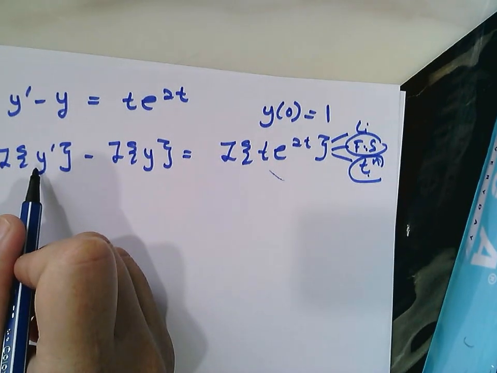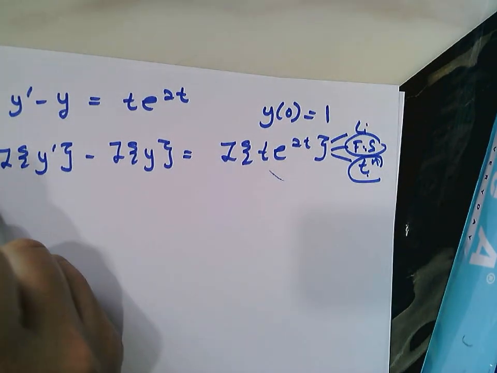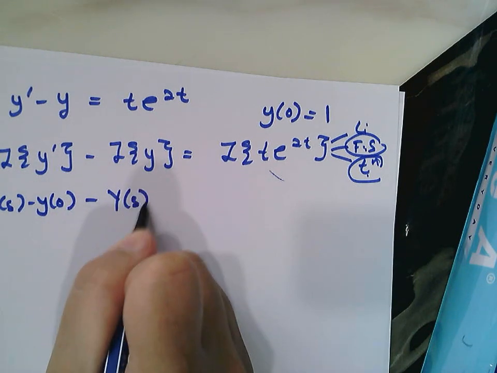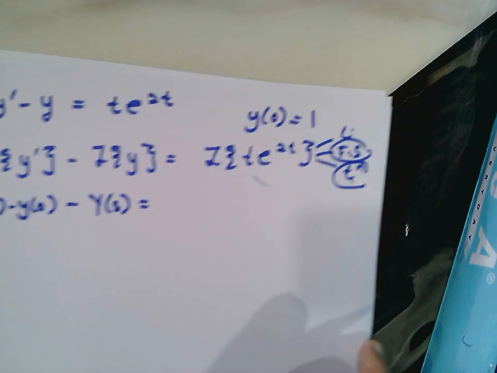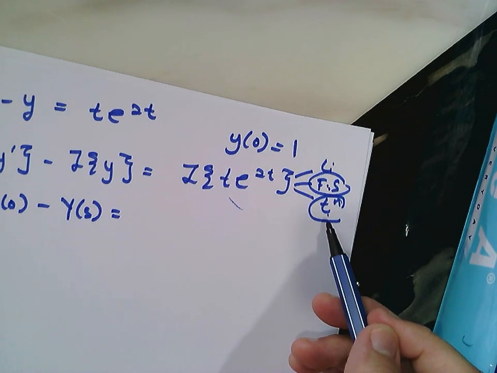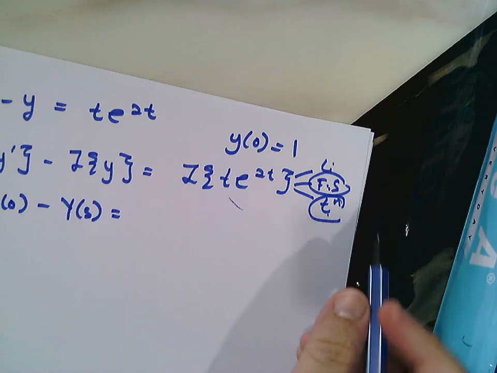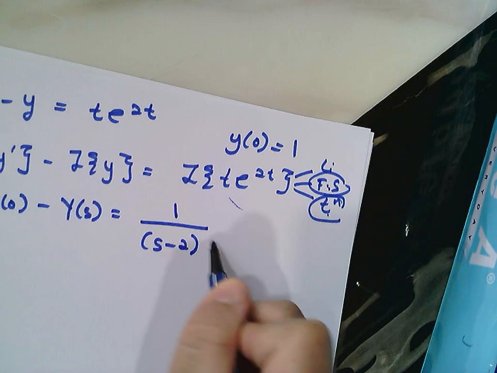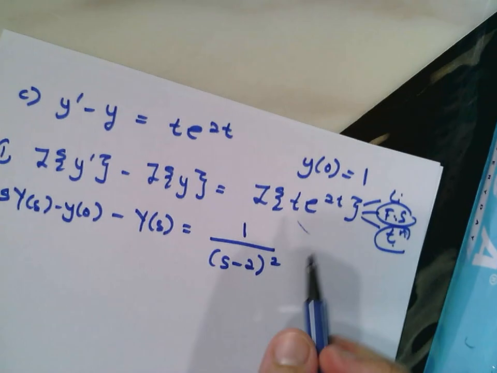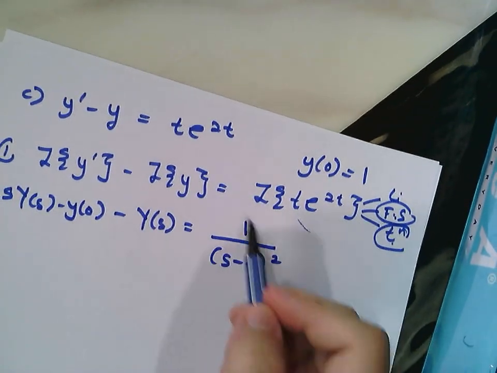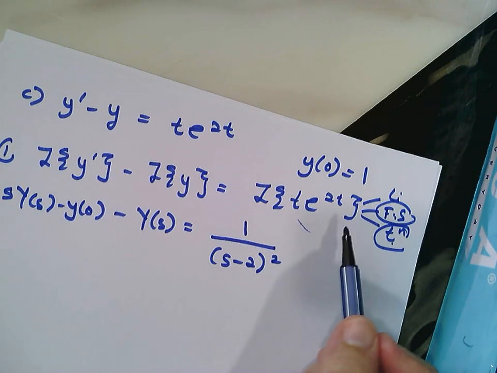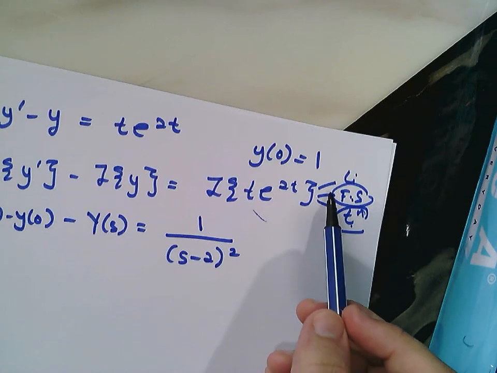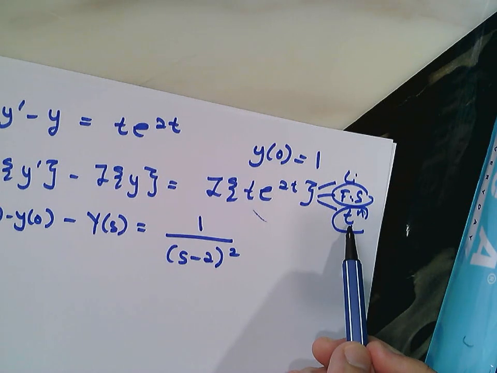So the Laplace transform of y prime will give you sY(s) minus y(0) minus Y(s) is equal to, so try to use either the first shift or multiplying by t^n function, and you will have this answer 1 over (s minus 2) squared. Okay, I'm not going to show how to get this one. If you don't know, then please go back to my previous video. You can watch the Laplace transform of first shift, or multiplying by t^n function.